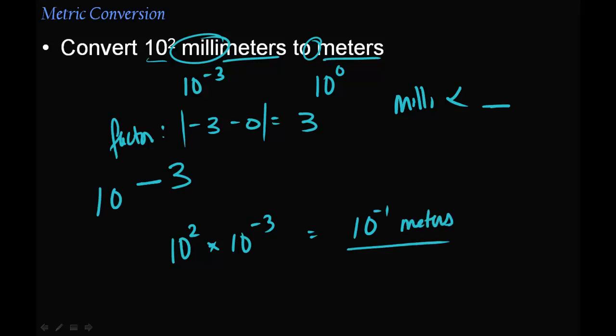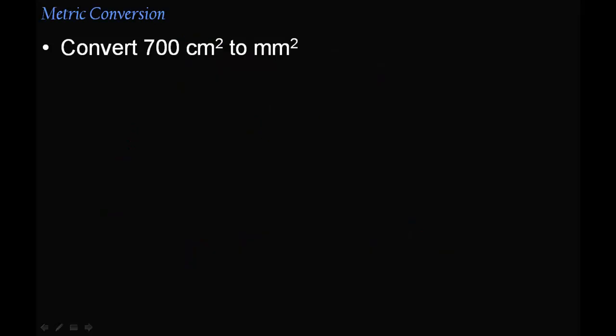Now let's try one more. It's a little bit trickier. It says convert 700 centimeters squared to millimeters squared. Now here we've got to be a little bit careful. So again, we can use the same rules in the beginning. We want to go from centi to milli. On our chart, if we look back, centi is power of -2, milli is power of -3. The difference here is going to be -2 minus -3, for a factor of power of 1.